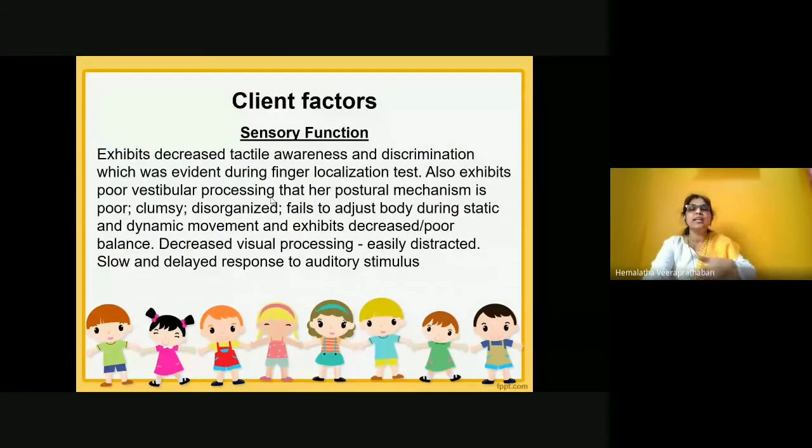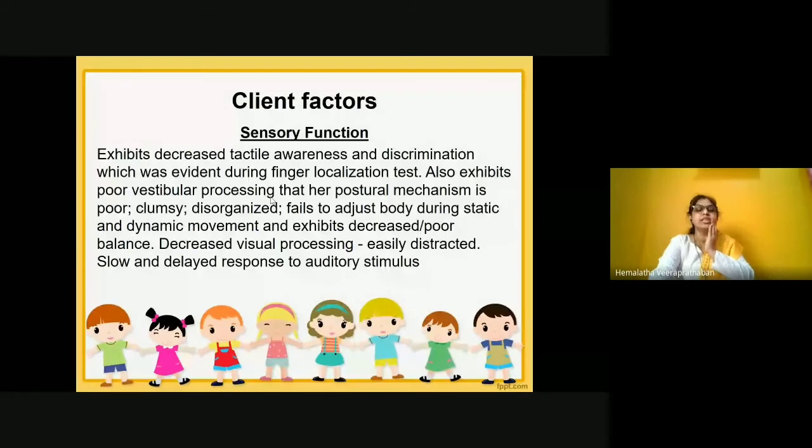And the client factors analysis reveals for the task, she exhibited decreased tactile awareness and discrimination, which was evident when we were doing the finger localization test. She also exhibits poor vestibular processing, and her postural mechanism is poor. She's clumsy, disorganized, and fails to adjust her body during static and dynamic movement. Decreased visual processing, she's easily distracted. She has very slow and delayed auditory response every time multiple requirements or multiple commands are required.